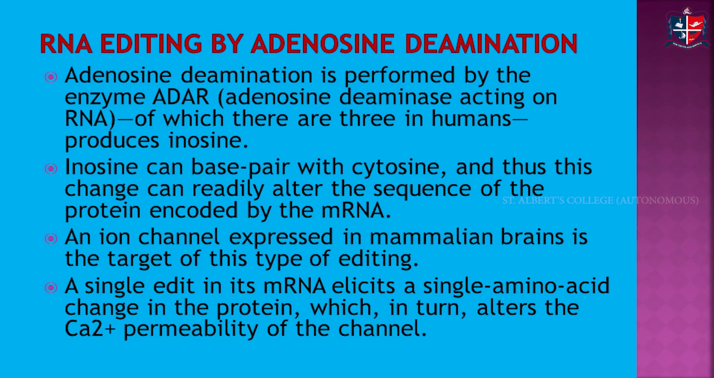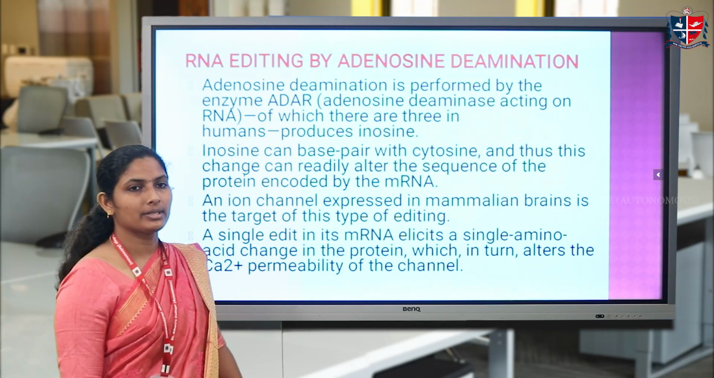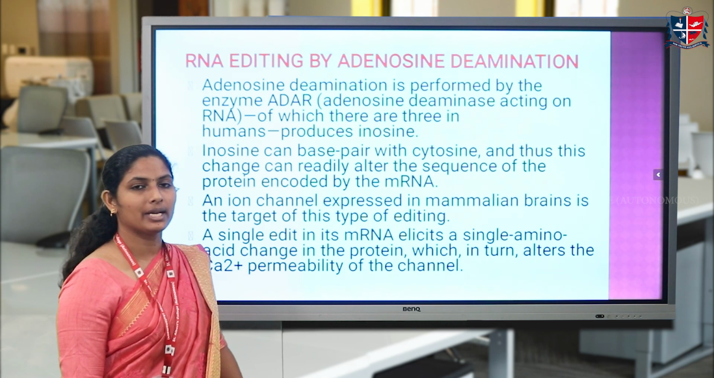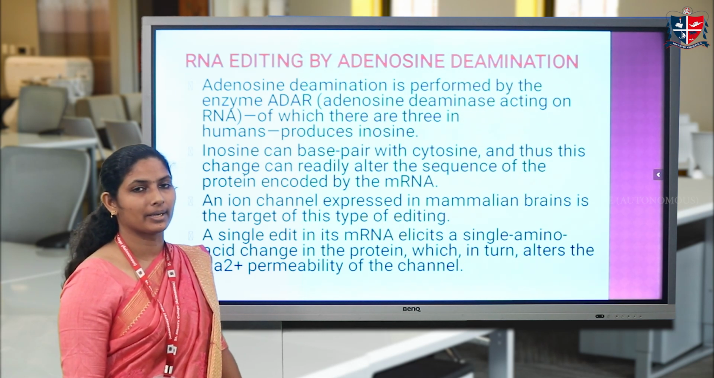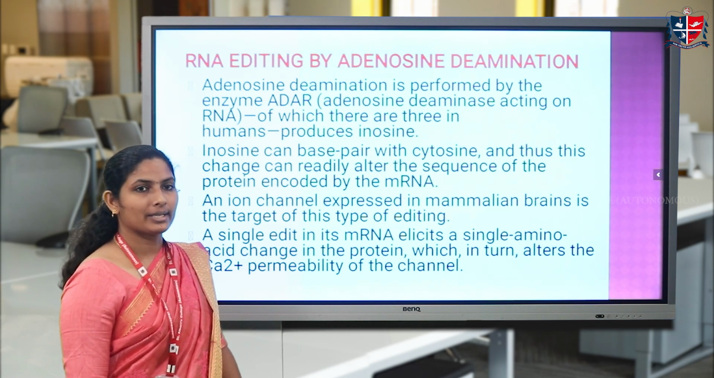Adenosine deamination. Here the adenine nucleotide is getting deaminated. You will be getting a nucleotide called inosine, and this inosine is different from adenine because it can base pair with cytosine. Usually adenine base pairs with thymine, but inosine base pairs with cytosine, which entirely alters the sequence of this RNA.